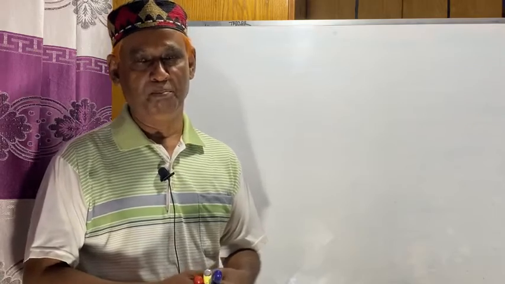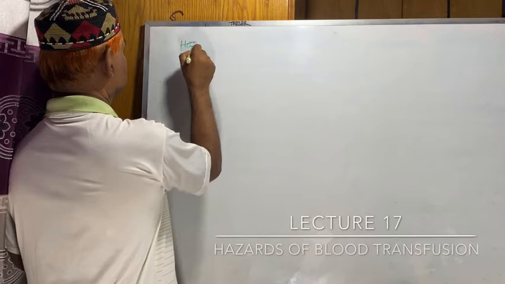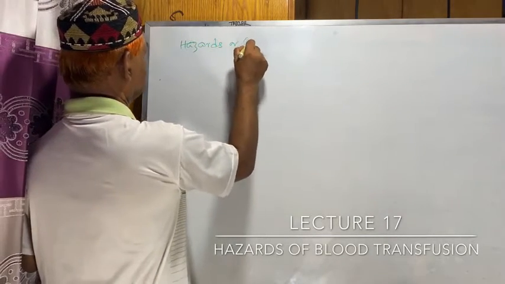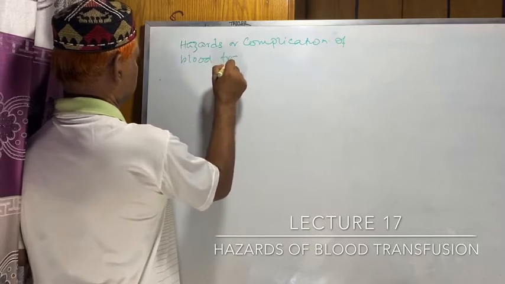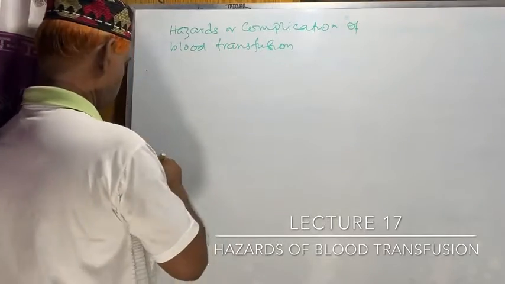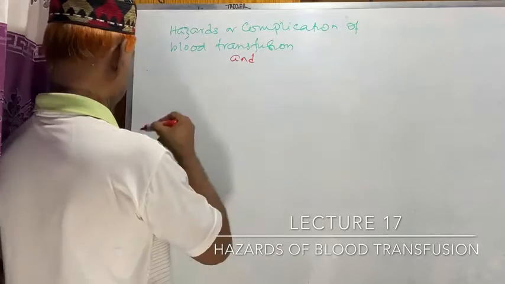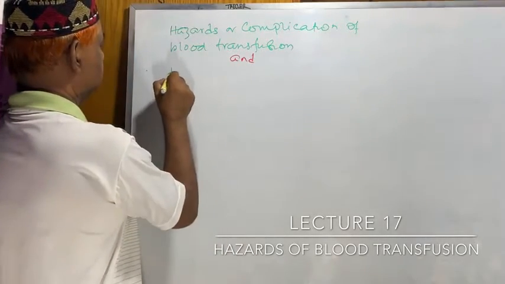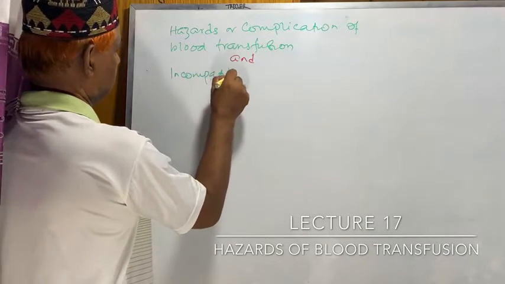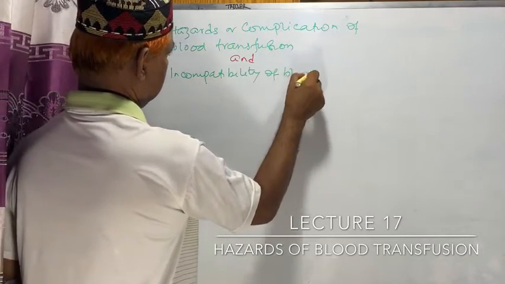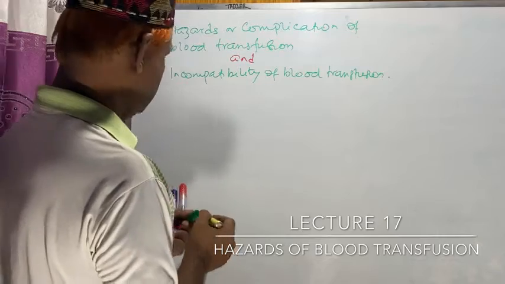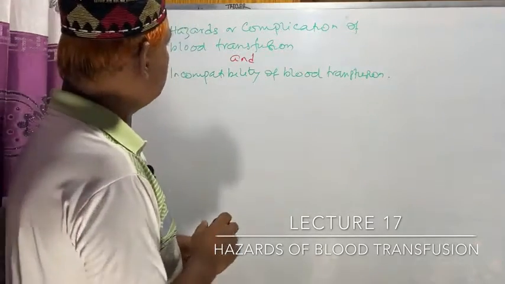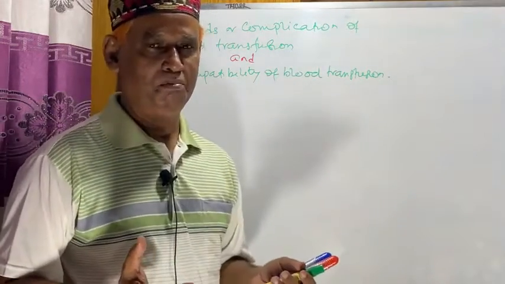Today's topic is hazards of blood transfusion and incompatibility of blood transfusion. Before going to discuss this, we have to recapitulate blood grouping.